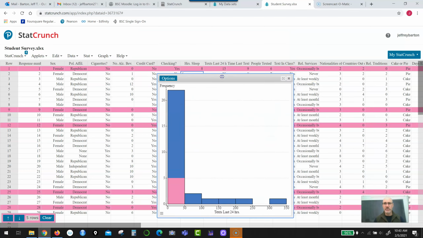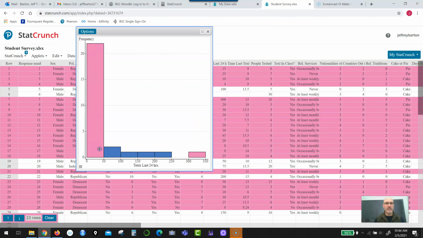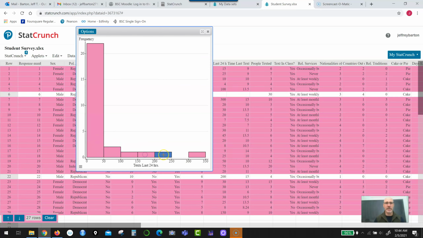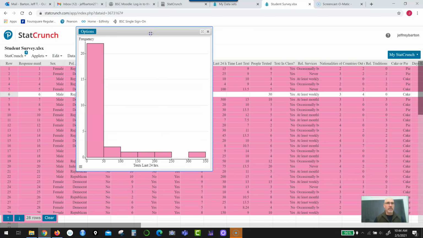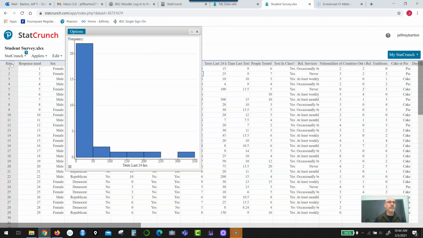I'm trying to get rid of that color, and I'm not having a lot of luck. So I guess I'm just going to color it all in. All right, so there we go. Sorry about that.